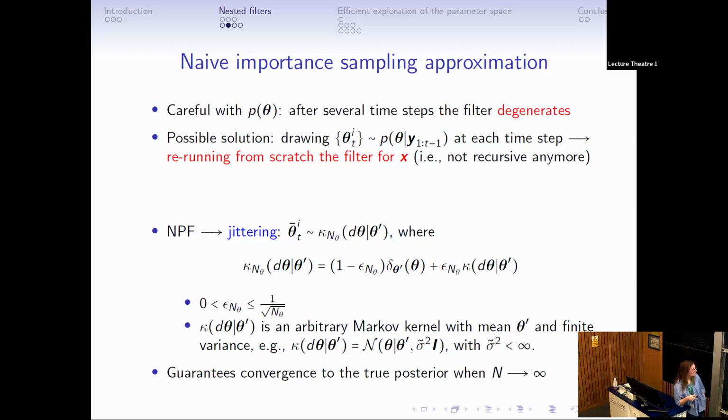This is important: this probability epsilon n has to be bounded or constrained. It has to be lower than 1 over the square root of n, and the kernel can be an arbitrary Markov kernel with mean and finite variance. So an example that is valid is just using a normal with the mean theta prime and some variance, but it has to be finite.